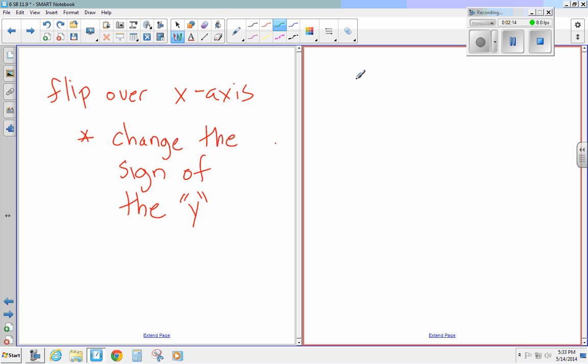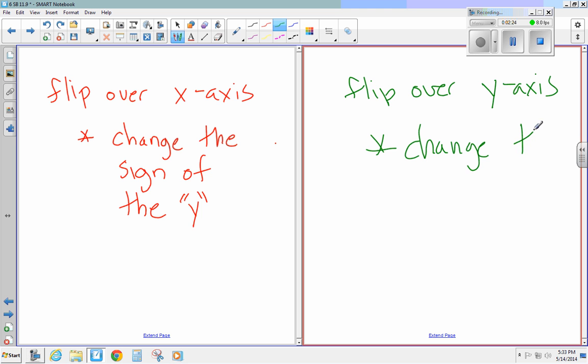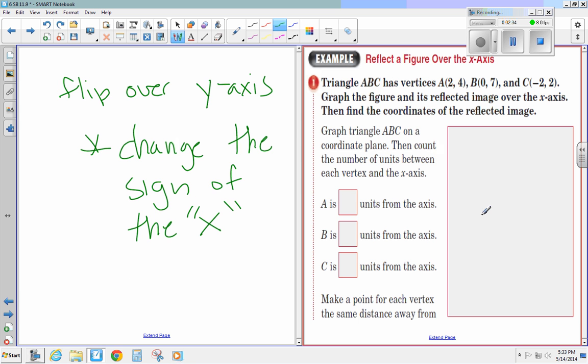If you flip over the y-axis, all you have to do is change the sign of the x. So, looking here, graph triangle ABC on a coordinate plane and count the number of units between each vertex and the x-axis. Okay? This is a graphical method, but it's easier to look at it by looking at the point.